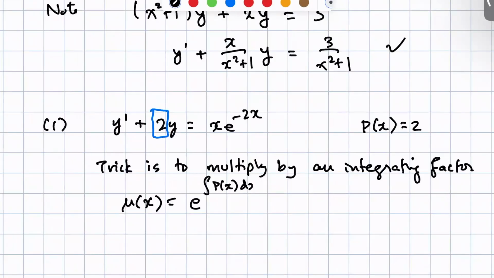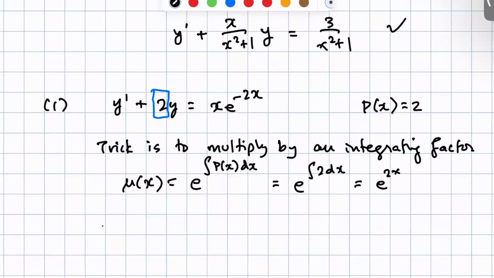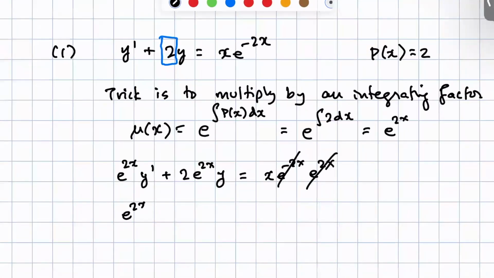And what I'm going to do is multiply the whole equation by e to the 2x. So I have that times e to the 2x, y equals x e to the minus 2x, e to the 2x. These cancel. So I have e to the 2x times y prime plus 2 e to the 2x, y equals x.